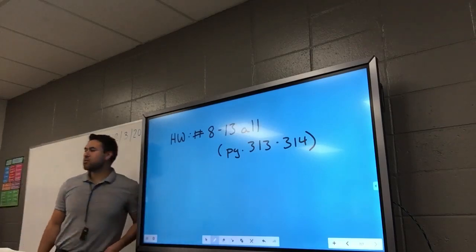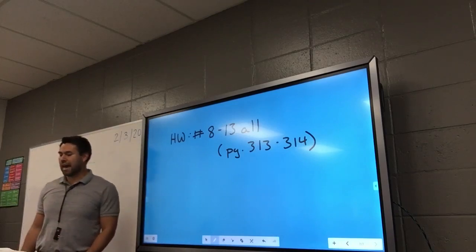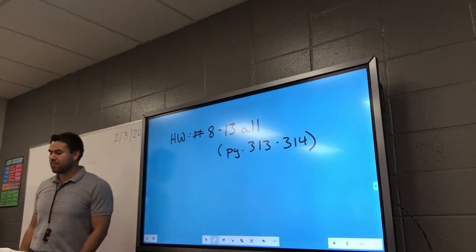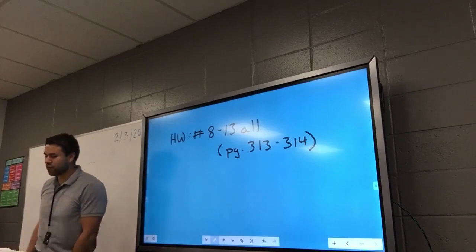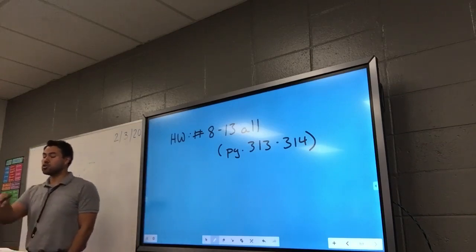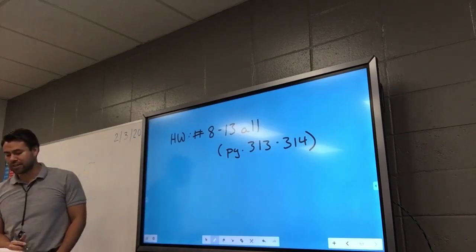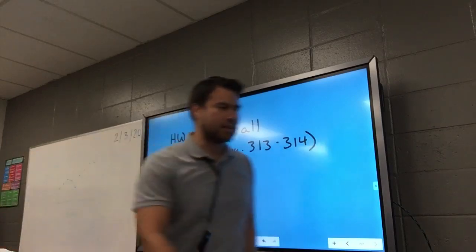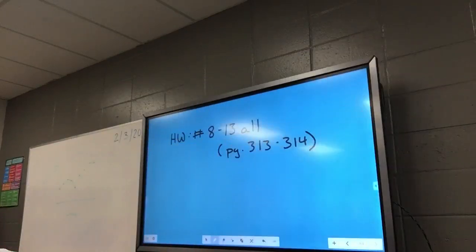All right, so 8 through 13, you're adding or subtracting these. Number 10 is done for you. So you should look at it, because we probably won't get to that one. Well, we might not get to that one. It's possible. Oh, yeah, we got time.